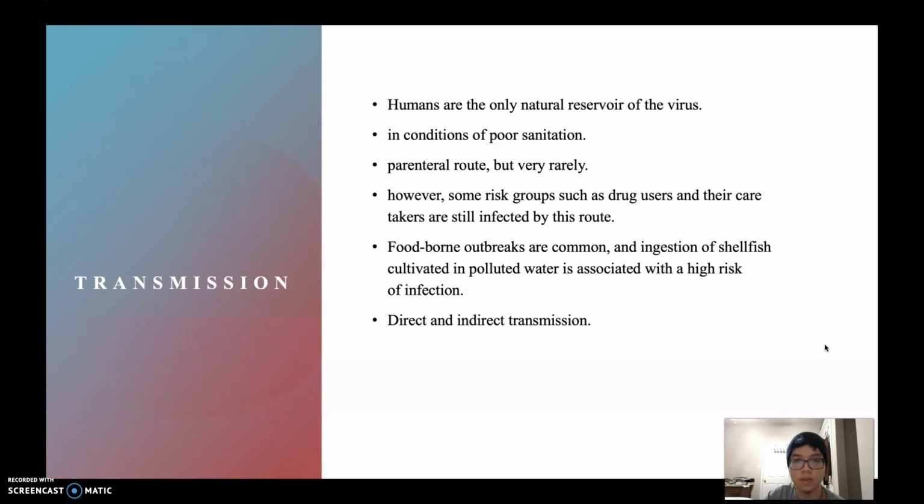Transmission. So humans are the only natural reservoir of the virus. There are no insect or animal vectors. Infection occurs in conditions of poor sanitation. It could be transmitted by the parenteral route, but it's very rare. However, some risk groups such as drug users and their caretakers are still infected by this route. Foodborne outbreaks are common, and ingestion of shellfish cultivated in polluted water is associated with a high risk of infection. It's categorized into direct and indirect transmission.